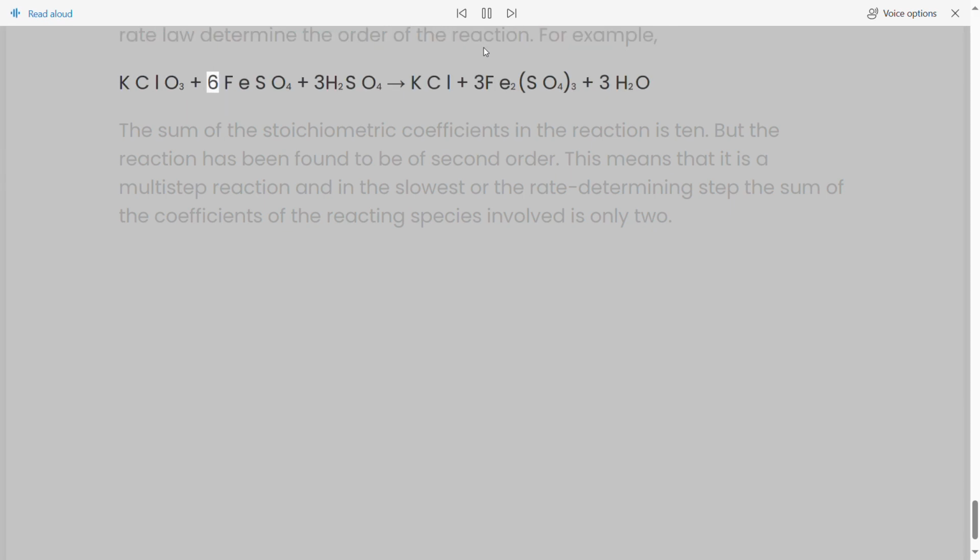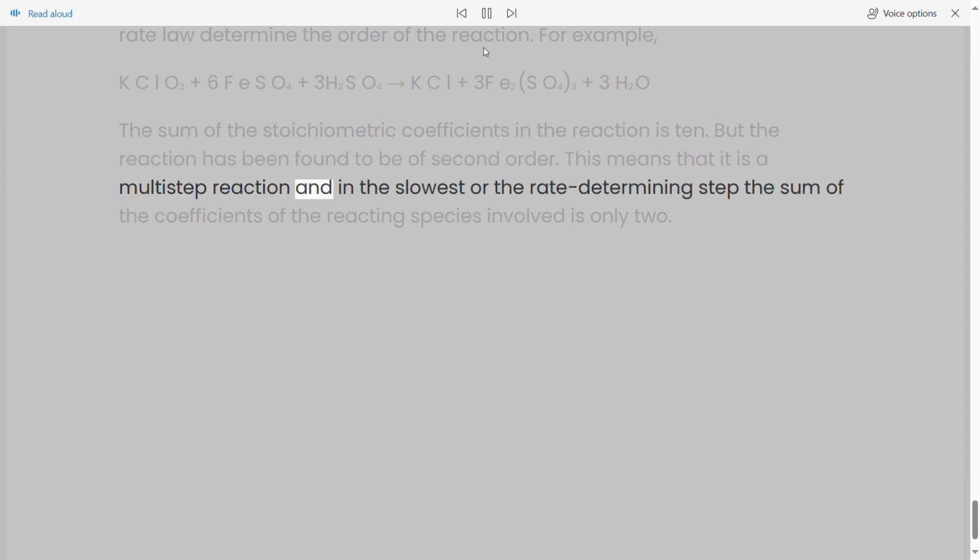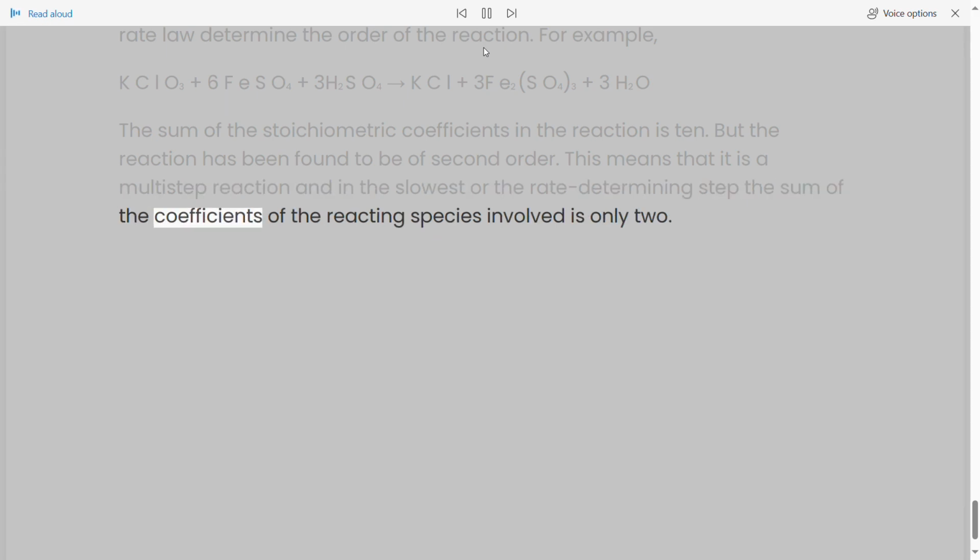KClO3 plus 6FeSO4 plus 3H2SO4 gives KCl plus 3Fe2(SO4)3 plus 3H2O. The sum of the stoichiometric coefficients in the reaction is 10. But the reaction has been found to be of second order. This means that it is a multi-step reaction, and in the slowest or the rate-determining step the sum of the coefficients of the reacting species involved is only 2.